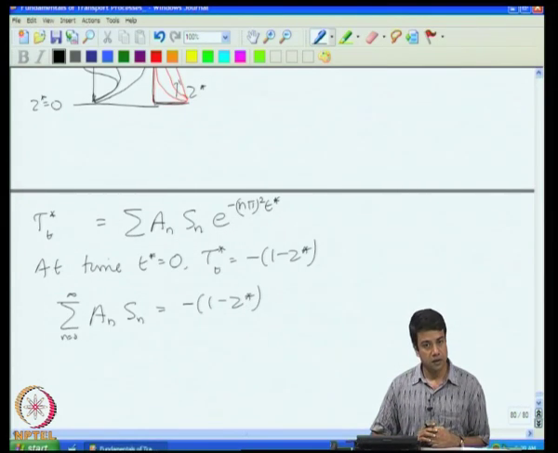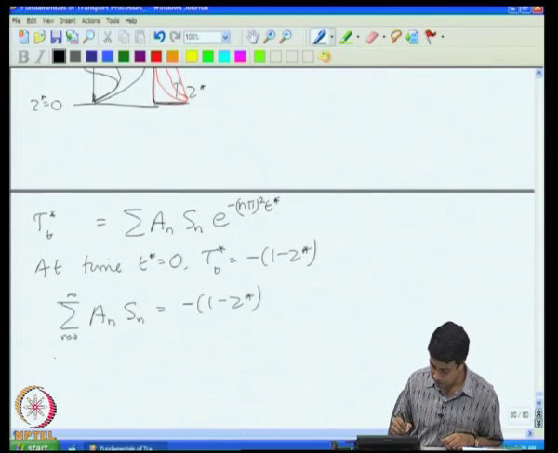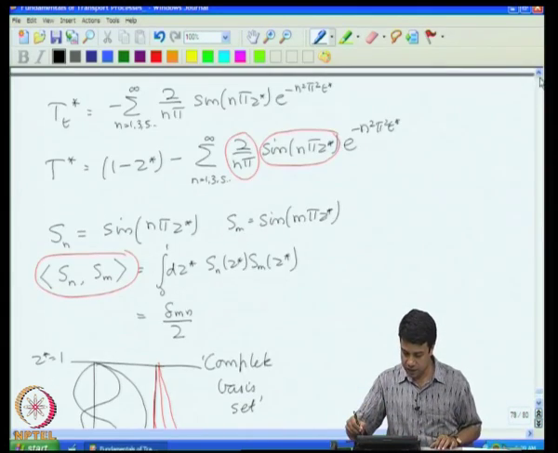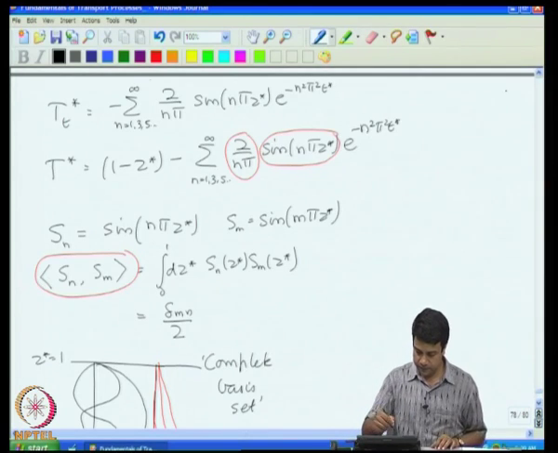Now, what I have done is I have taken the inner product of both sides with respect to S m. So, I have taken the inner product of the summation n equal to 0 to infinity of a n S n with S m, where the inner product is defined as follows.